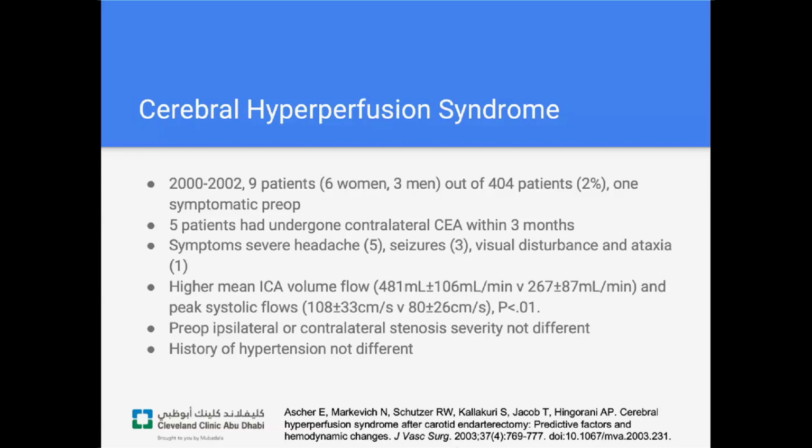The degree of stenosis was not found to be different, but again, these are small numbers, and the history of hypertension prior to this was not different in these two groups. Again, very low numbers, but the contralateral CEA finding was an interesting risk factor.